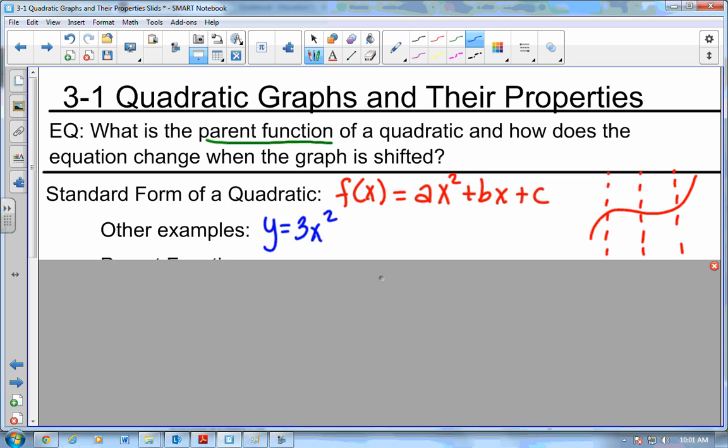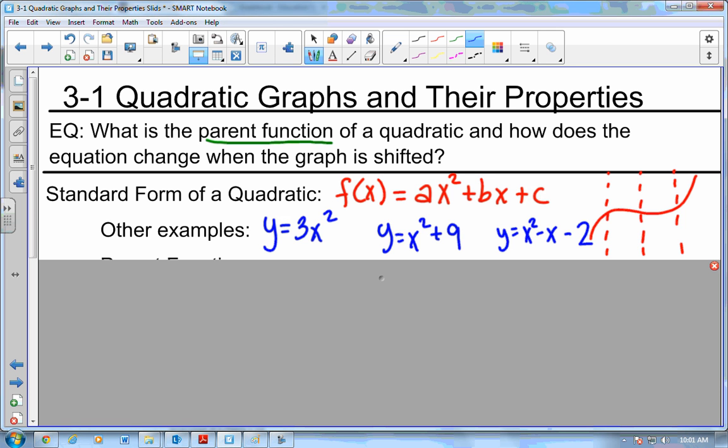Here's another example of a quadratic, y equals x squared plus 9. It's a polynomial with highest degree 2. Yep, and it has to have the square or it's not quadratic.